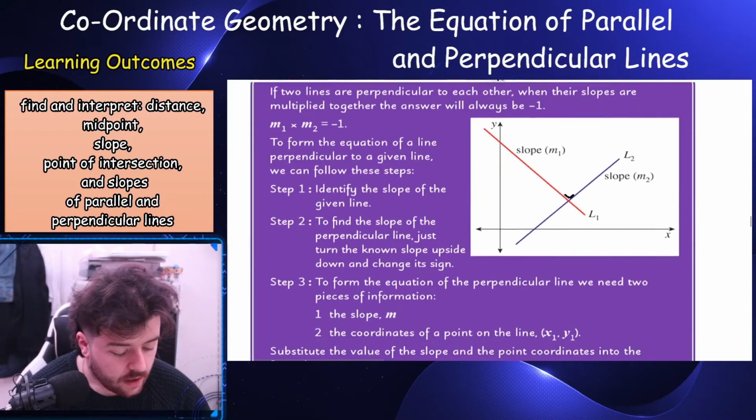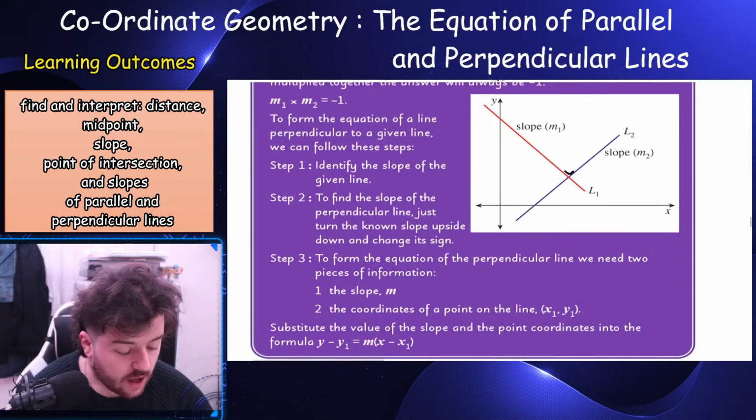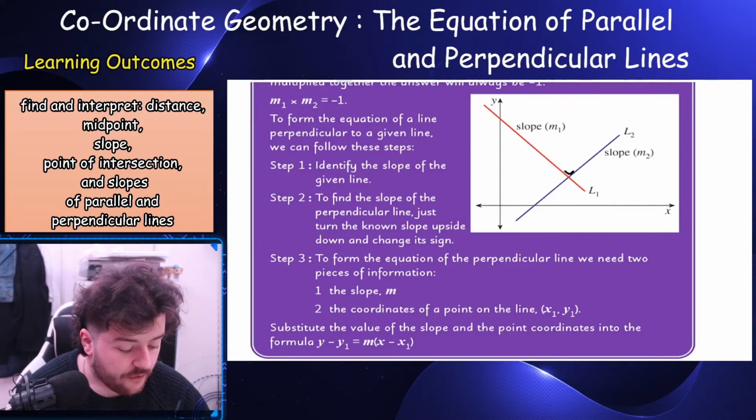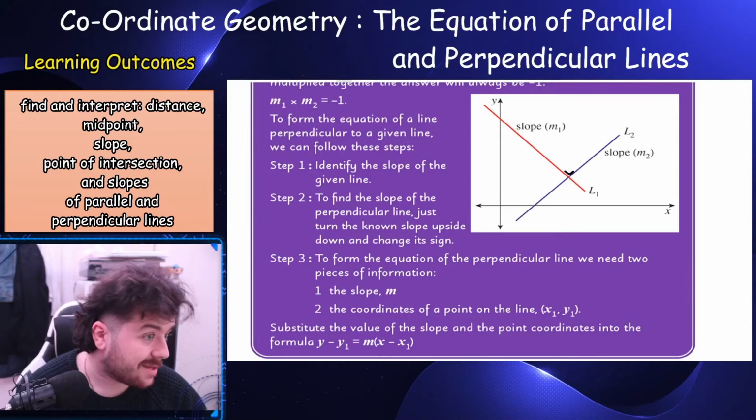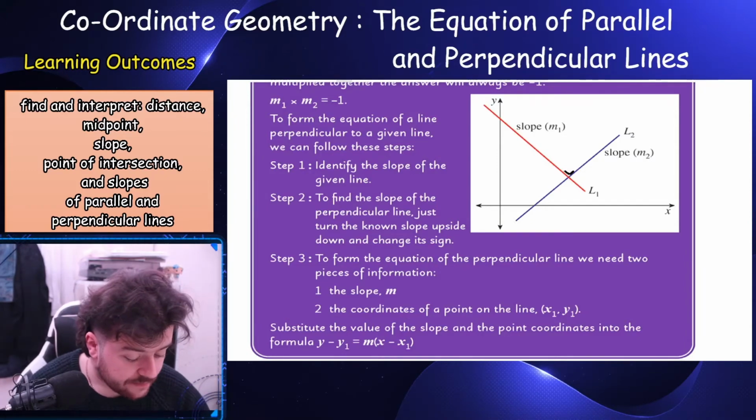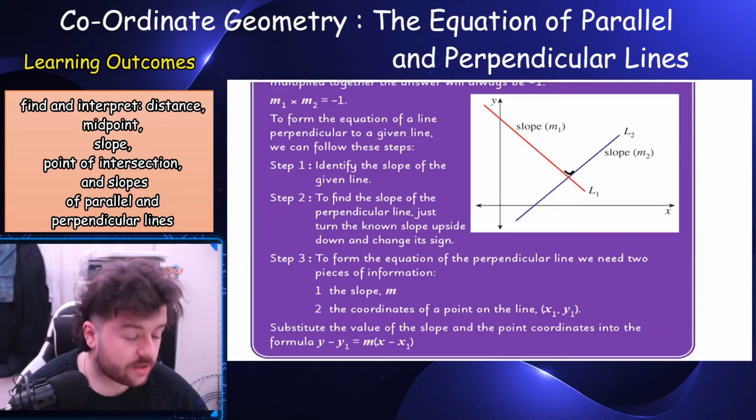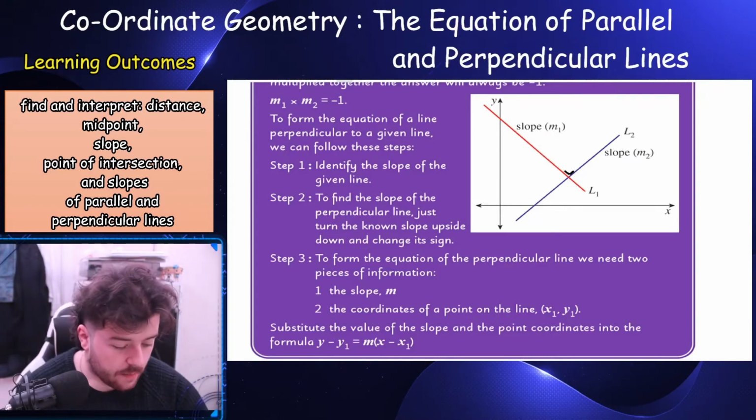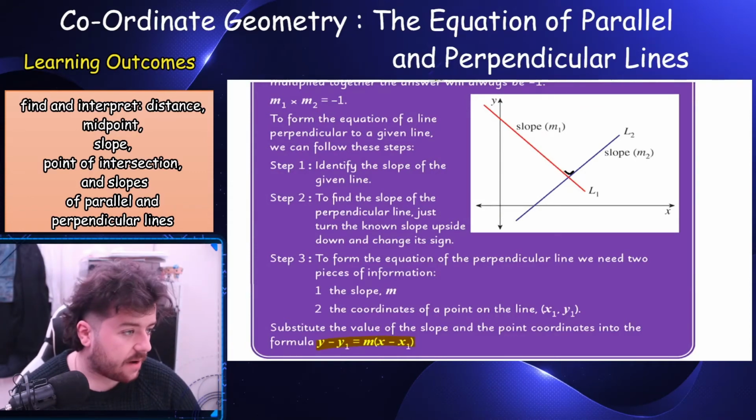So to form the equation of a line that's perpendicular to a given line, you need to follow the following steps. Step 1, identify the slope of a given line. Step 2, find the slope of the perpendicular line. Just turn the slope upside down and change the sign. That's what I just said. So I find the slope from the information given to me. And then step 3, to form the equation, you know the drill. I need a slope and a point on the line. Once I have them, I sub them into my equation of a line formula here.